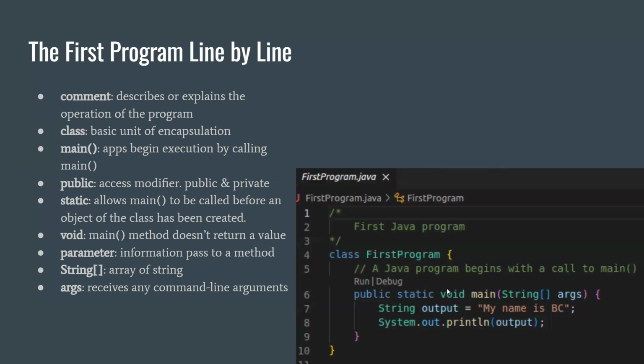And we have a parameter, which is something that you pass to a method. And as a parameter, we have an array of strings, and you usually give the array of strings the name args because this will receive any command line arguments.